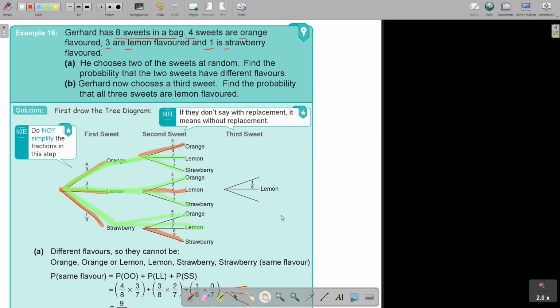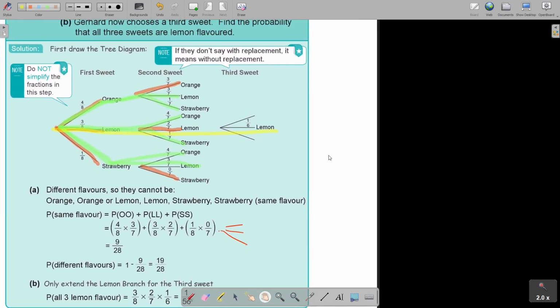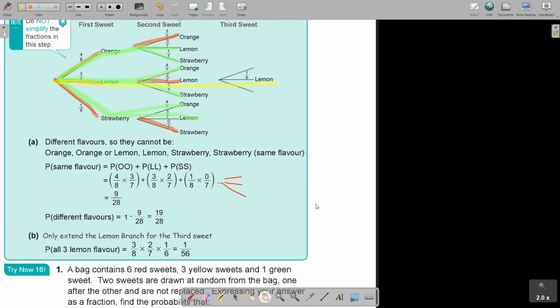Now Gerrit chooses a 3rd sweet. Find the probability that the 3rd sweet is lemon. That was what I showed you there. And now in the branches, remember what I said? In the branches, I just multiply. Then I multiply this, and I just add up, and I'm just getting my 1 over 56. Okay, that should have helped you a little bit. Not a little bit, I think quite a lot.